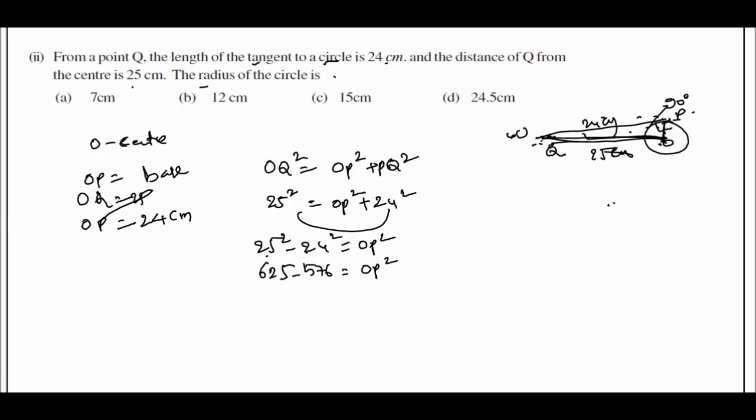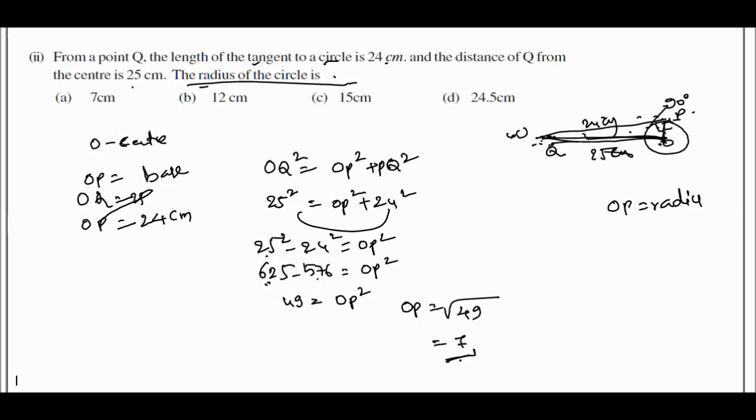OP is the radius. He asked us to find the radius of the circle only. If you subtract, 49 will be the answer. OP square is equal to 49, so OP is equal to the square root of 49. 7 times 7 is 49, so OP is equal to 7. The radius is 7, that is the answer here.